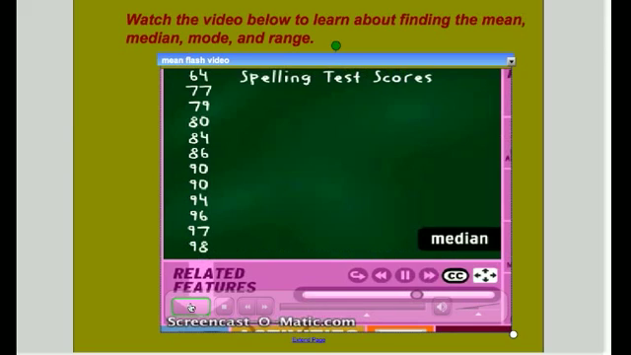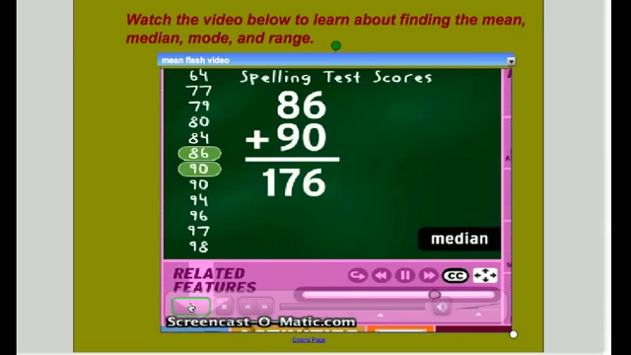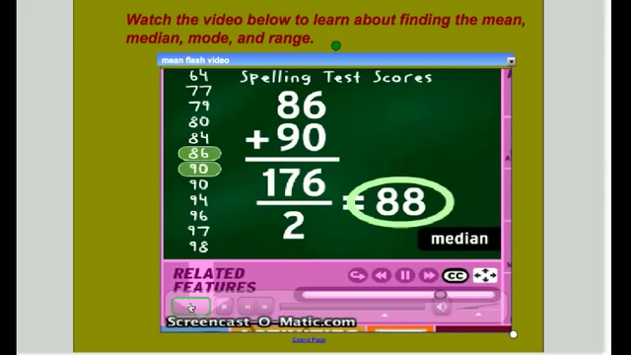Let's look at the median. That's the number in the middle when the numbers are sorted in order. Now we have an even number of scores, so there really is no middle number. In cases like this, we find the mean of the two middle numbers. Again, to find the mean, you add the scores together and divide by the number of scores. There! Our median is 88.